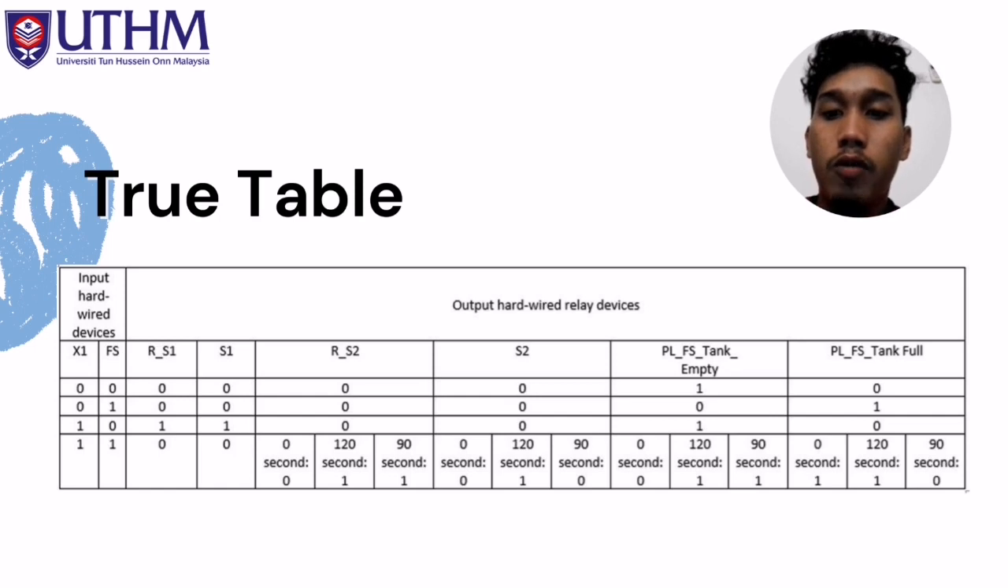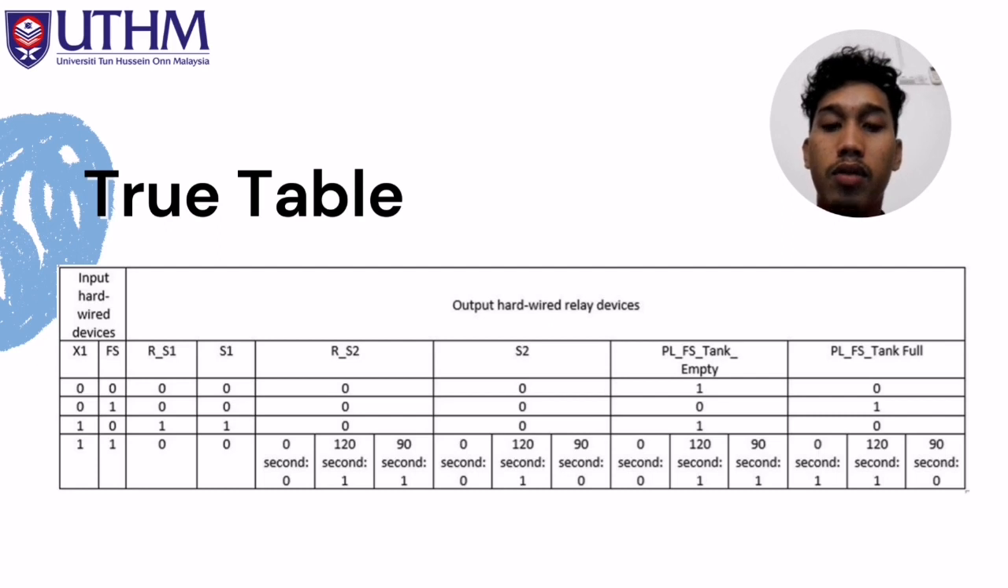When we turn on only the switch, and the float switch is 0, then solenoid S1 will turn to 1 and S2 is 0, and the tank empty is 1, and the tank full is 0. But when we turn on both input devices, the switch and the float switch, S1 is 0 and S2 at 0 seconds will turn to 0.